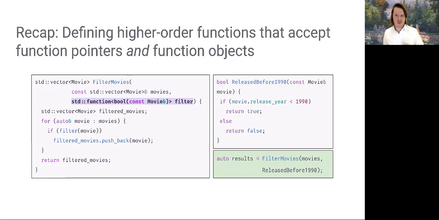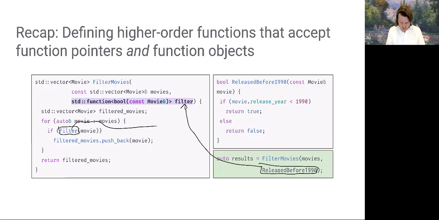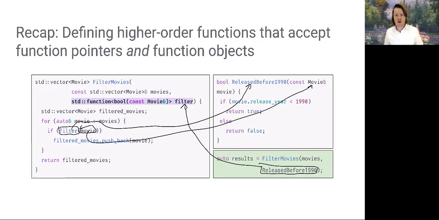So when we're passing it, well, what's being passed? Again, we talked about how the name of a function more or less gives us its address, similar to how the name of an array provides us the address to its base element. So we went ahead and passed released before 1990 to our filter movies function. In that case, filter was simply bound to that function, and anywhere we were calling filter, since filter was bound to released before 1990, this call would invoke this function with this argument provided to its parameter.